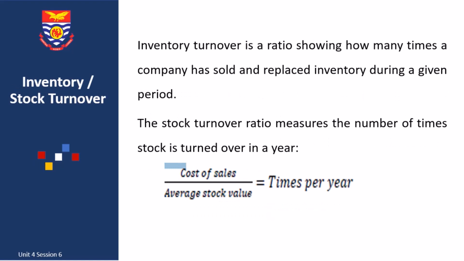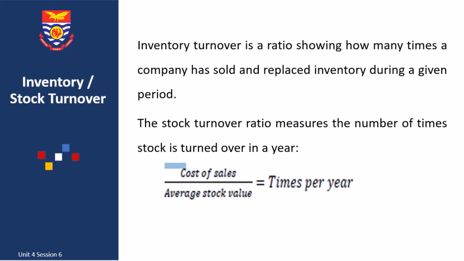We also have the inventory or stock turnover. The inventory turnover is a ratio showing how many times a company has sold and replaced inventory during a given period. This inventory or stock turnover ratio measures the number of times stock is turned over in a year. Stock is being sold and replaced in a year. The formula is cost of sales over the average stock value.